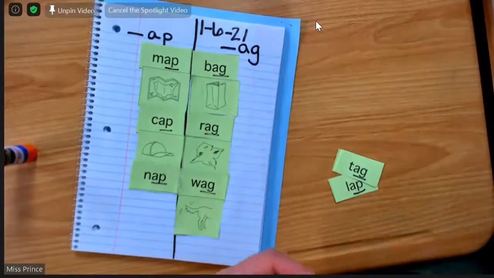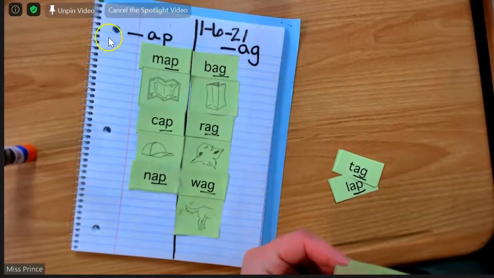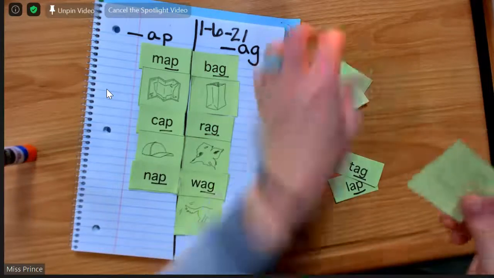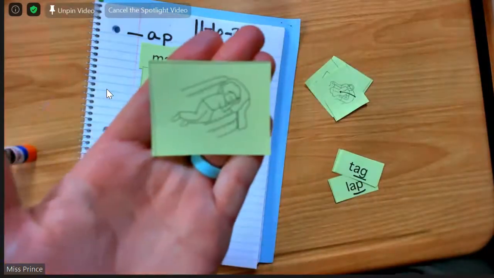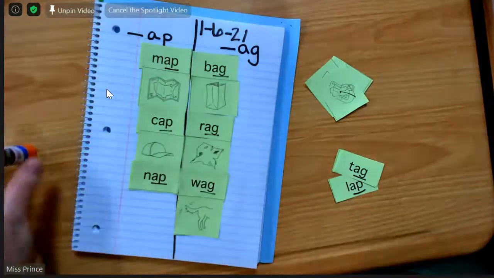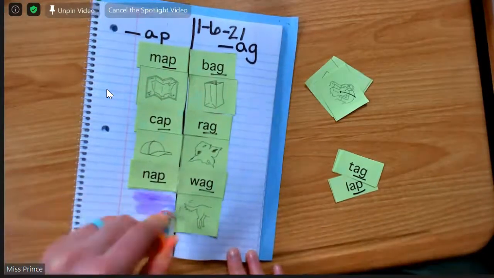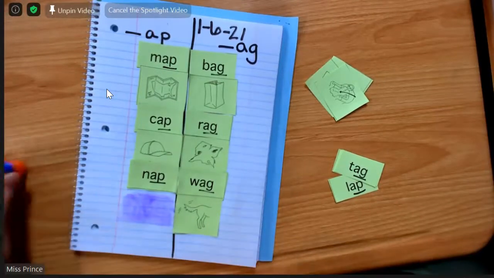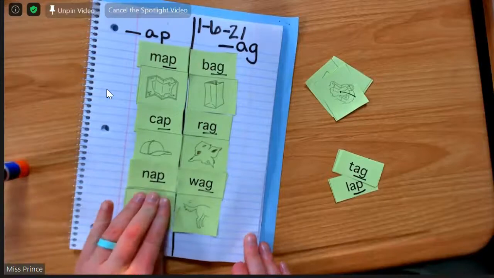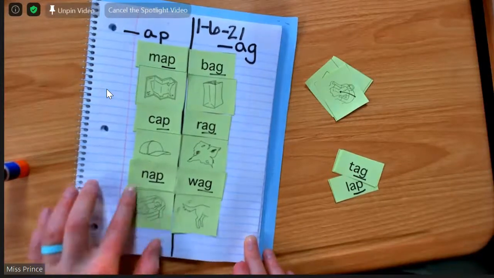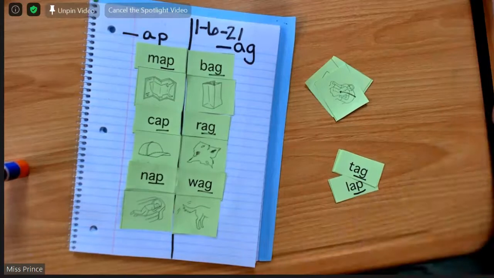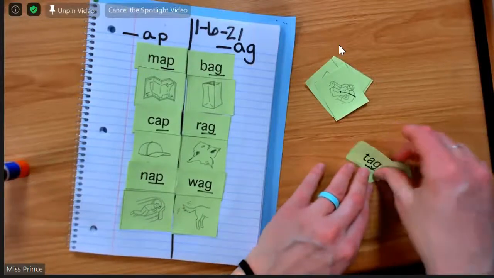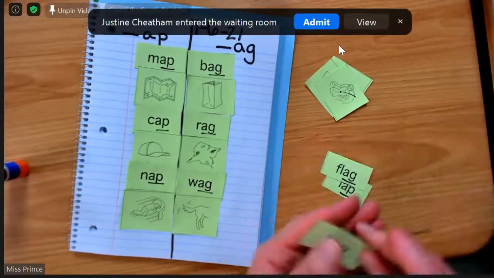Okay, Nicholas, can you hear me? Here's my picture of the kid napping. He's taking a little nap on the couch. Nicholas, can you hear me? Okay, Paige. Paige, here's your card. When you unmute, make sure your microphone's turned on.